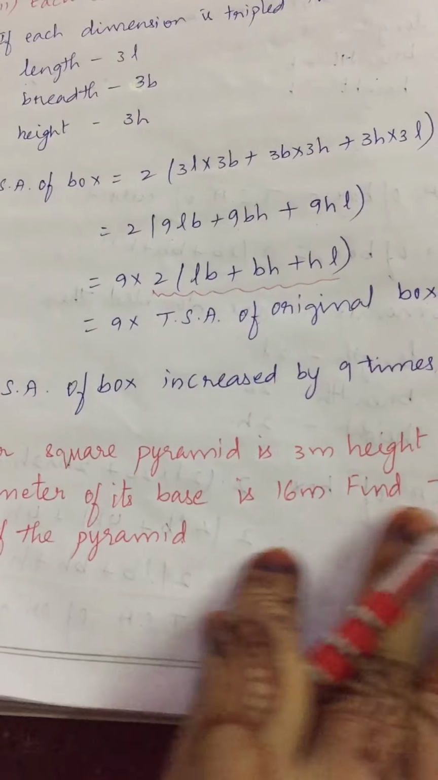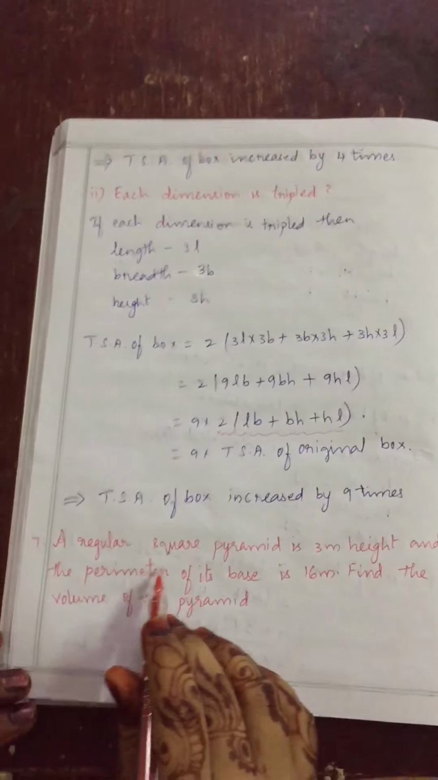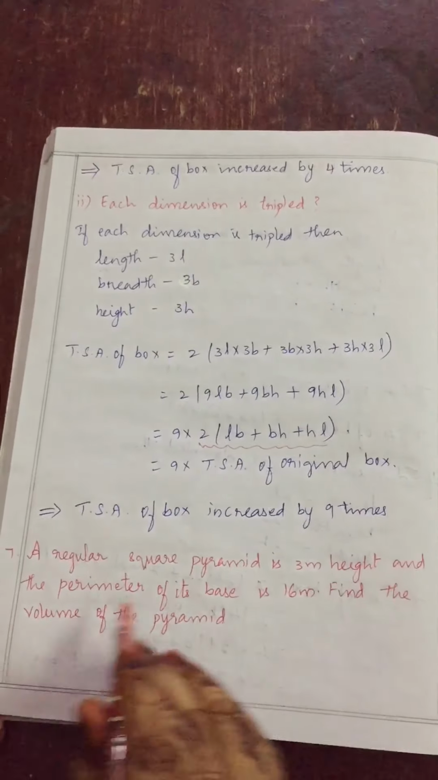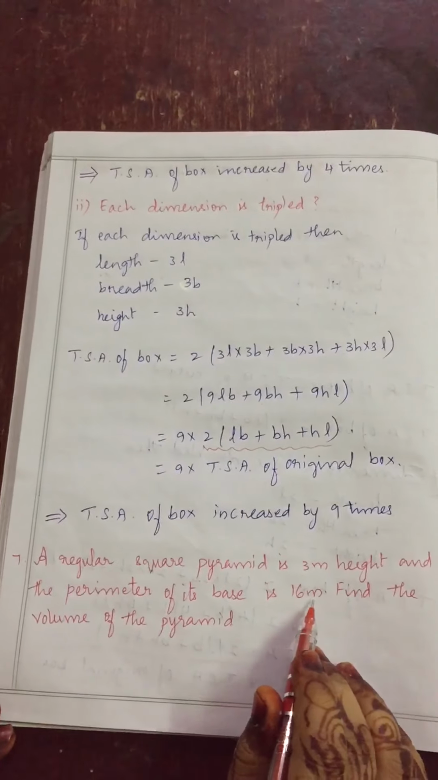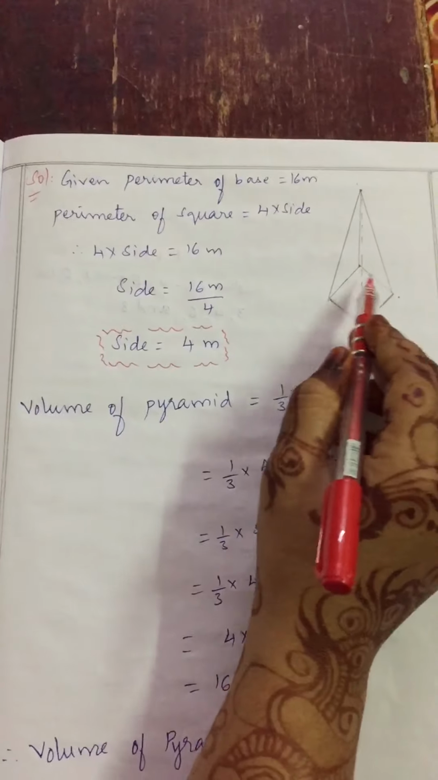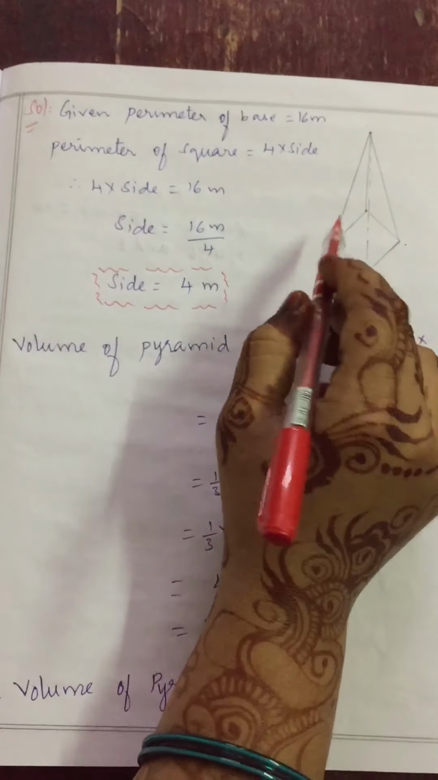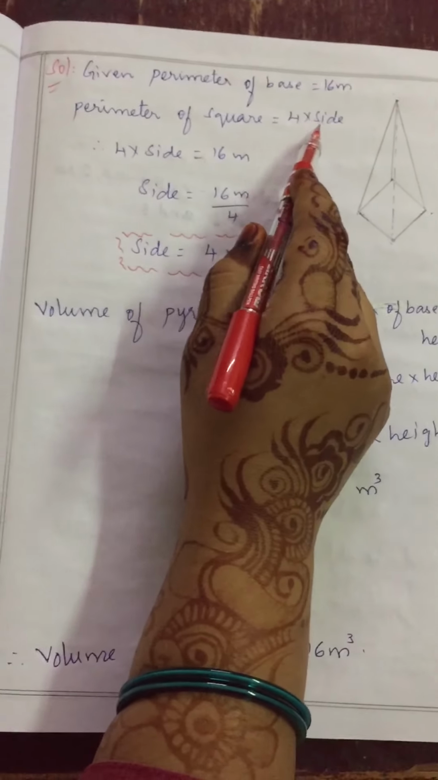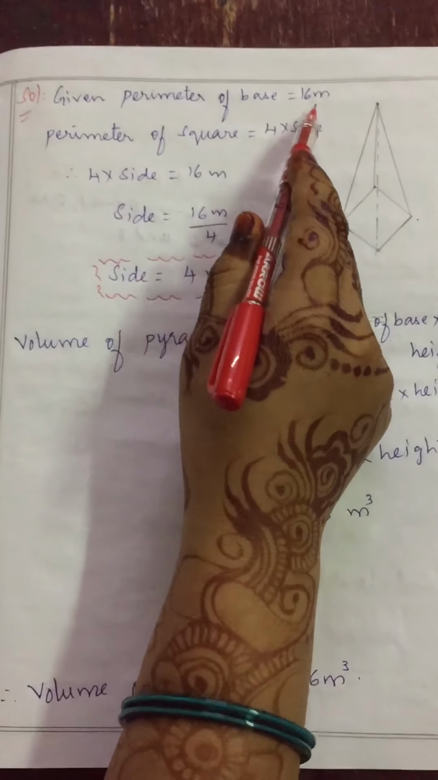Let's see one more problem we will solve. A regular square pyramid is 3 meter height and the perimeter of its base is 16 meter. Find the volume of the pyramid. He has given perimeter of the base. This is the pyramid shape, children. Base is in square shape. That means he has given perimeter of square. That is 4 into side. This 4 into side is nothing but 16 meters.